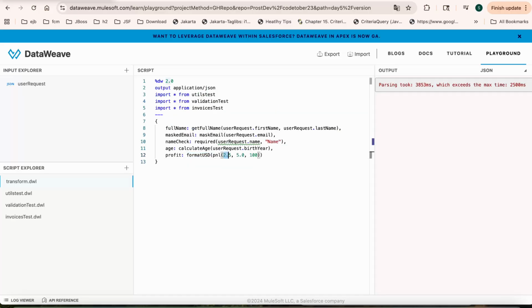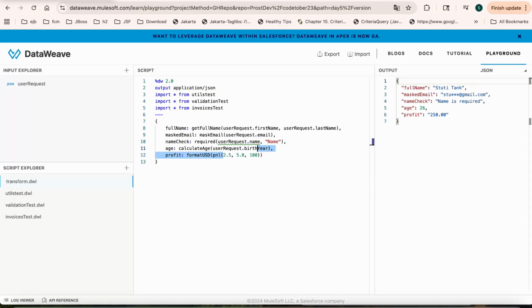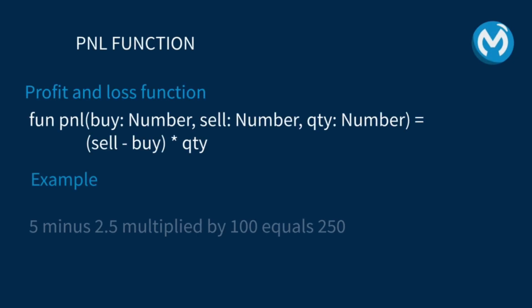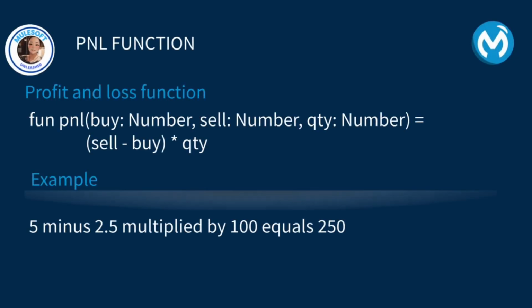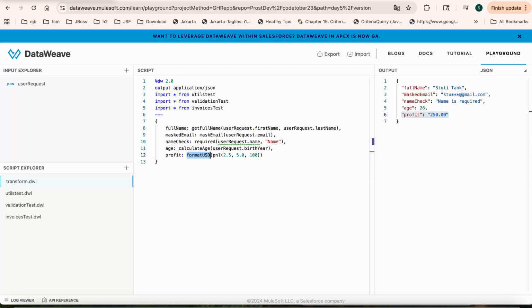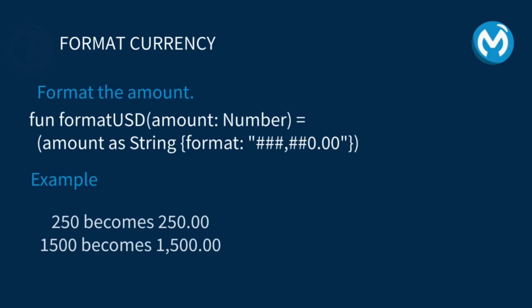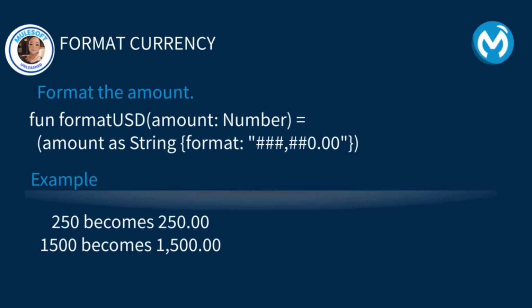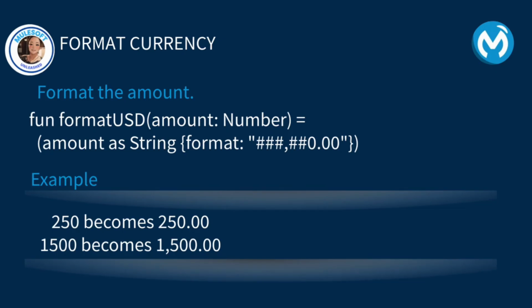Profit calculation. Now let's move to the finance module. This is nested function calling. First function is P&L, that is the profit and loss function. Calculation is simple: selling price minus cost price, multiplied by quantity. Now we format the amount using the formatUSD function. This converts the number into a formatted currency style. Example, 250 becomes 250.00.